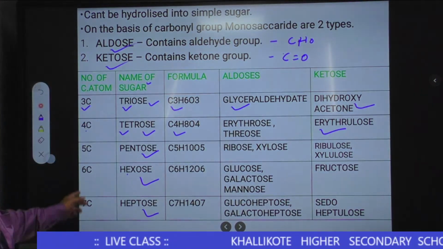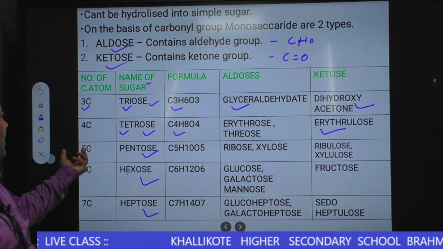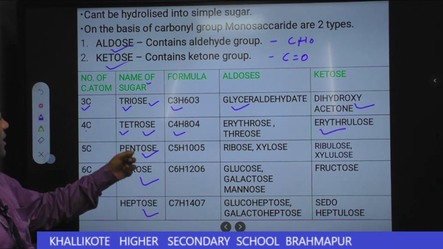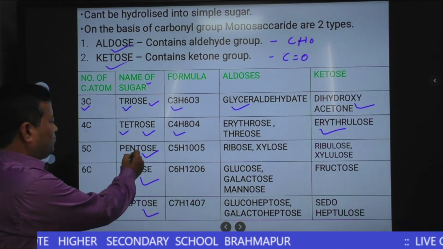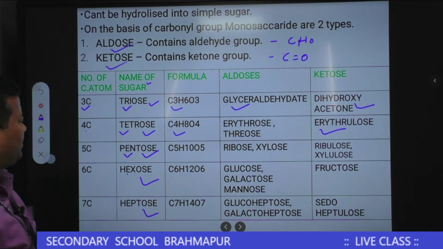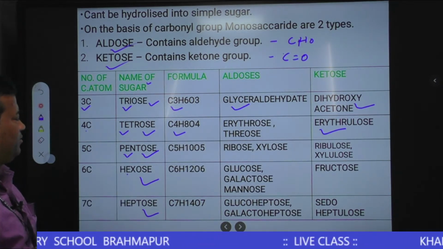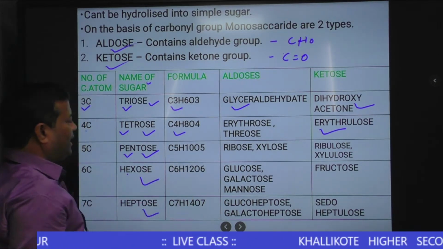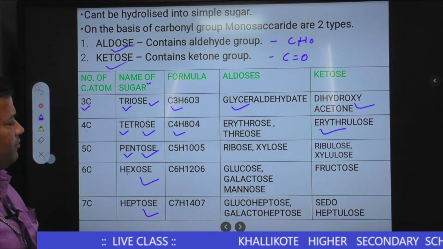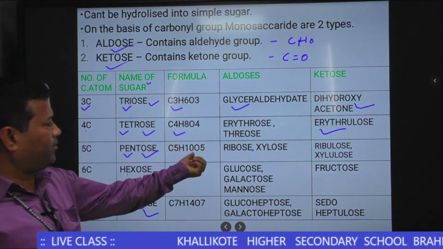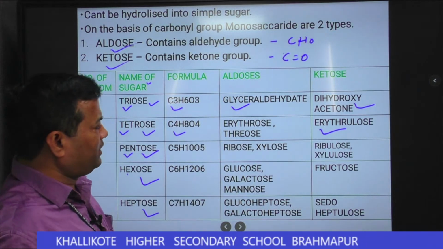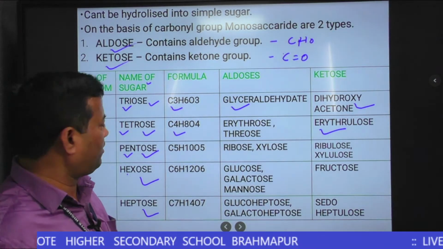Then when the number of carbon atoms is 5, the sugar is said to be pentose sugar, or 5 carbon containing sugar. Its molecular formula is carbon 5, hydrogen 10, oxygen 5. Then the aldose forms are ribose sugar and xylose sugar, and the ketose forms are ribulose and xylulose.